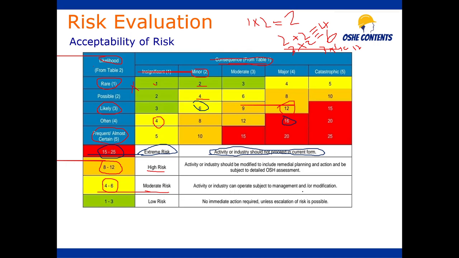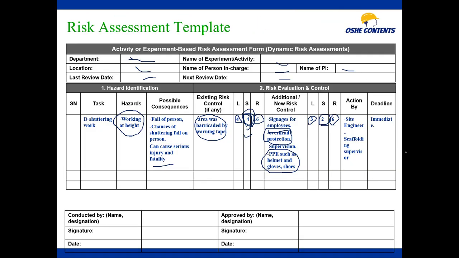Same supervision is required. So who needs to take action about it? The site engineer and scaffolding supervisors, or the de-shuttering supervisors. So what is the deadline? The deadline is immediately, because the work needs to be stopped and the protective action needs to be done. So who conducted it? Here we will come. So that was the risk assessment.